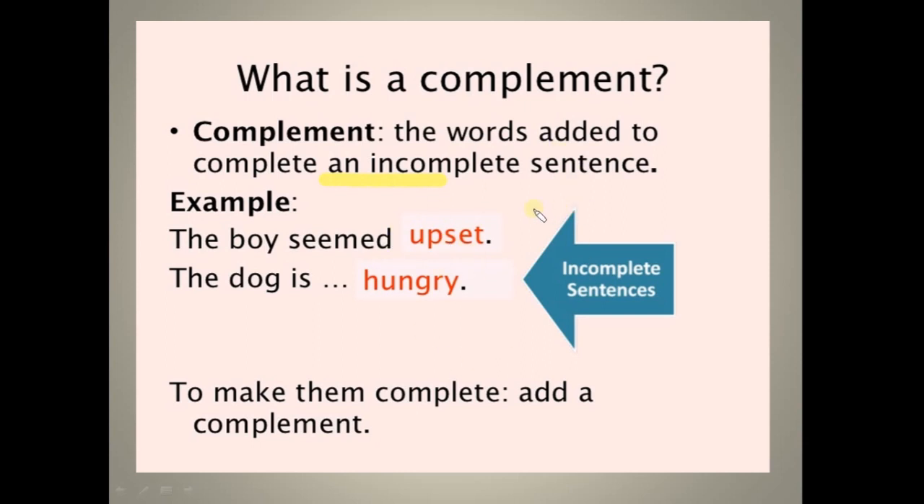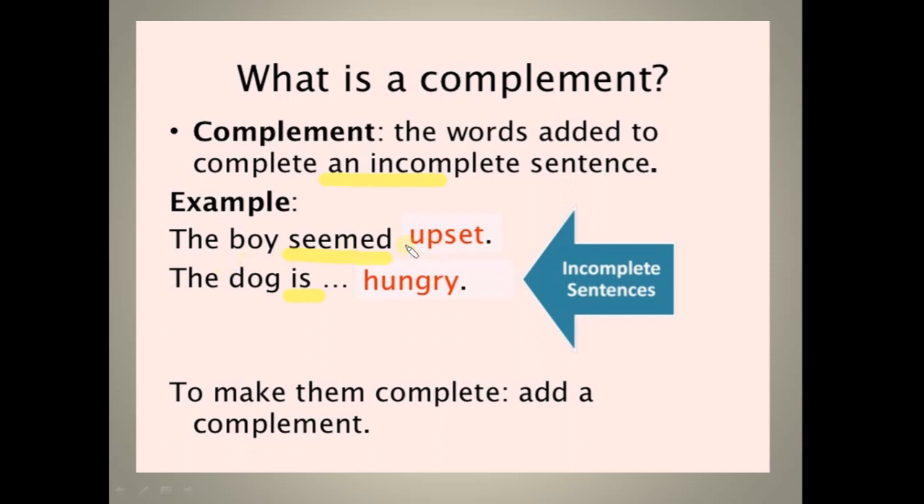something like she acted happily. Okay, so what is happily there? Same, the boy seemed upset. Now first of all, again you have to identify the verb. What is the verb here? Seemed. Okay, the dog is hungry, so the verb is is. Now you can see upset and hungry, definitely these are not objects.